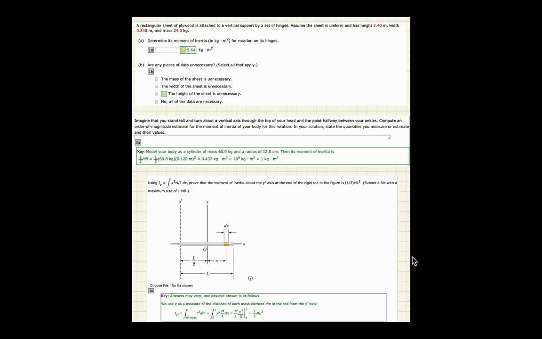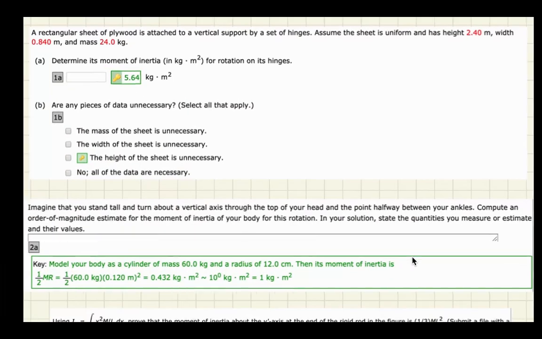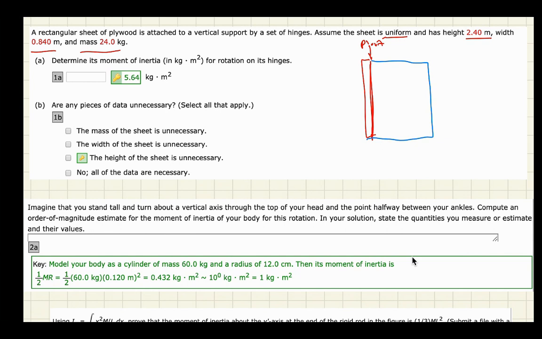Going back to these questions, we have a rectangular sheet of plywood attached to a vertical support by a set of hinges. So we're given the fact that the sheet is uniform. We have a height, a width, and a mass. So you can sort of think of this as a door frame, and this is going to be my pivot point. And then attached to the door, we have this swinging sheet of plywood.